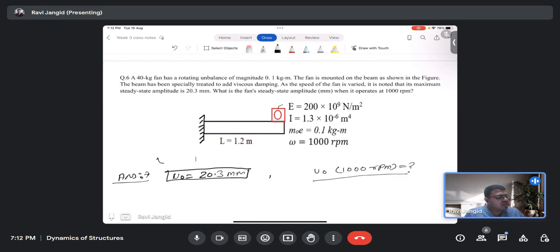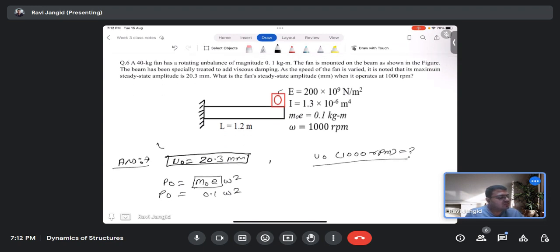For the p naught, which was m naught e into omega square, m naught e is given to you as 0.1, into omega square, where omega is given as 1000 rpm. So you can calculate P naught, and u naught equals P naught by K into RD. But this system is a viscously damped system. So how do we get the damping for the RD? We need the damping value. Can you tell me how we get the damping?